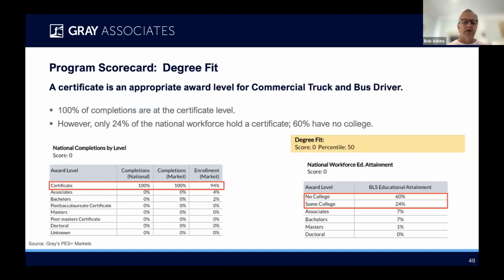What degree level is required for this? Pretty straightforward. This is a certificate, and almost all the completions in this case were at the certificate level, and almost everybody employed in the marketplace is no college or some college. Now, there are a few folks who have higher level degrees, but obviously these aren't in truck driving. These are people who got their degrees in something else and decided for whatever reason that they were going to drive trucks for a while.